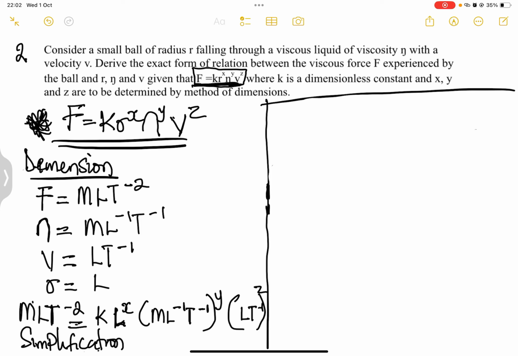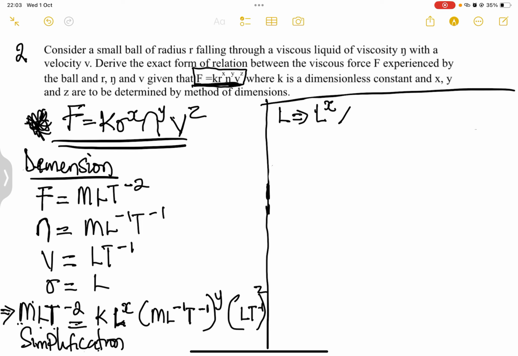So trying to simplify, we see that our issue is on the right-hand side. The left-hand side is simple. We just have M, L, T raised to power minus 2. But here we have L, we have L here, we have L here. Then here we have T, and also we have T. So with all these things, there is need for simplification. So let's do that. For L, our simplification will happen like this.